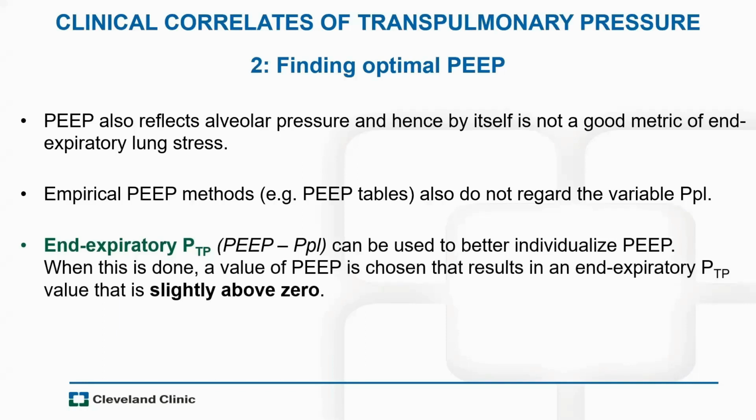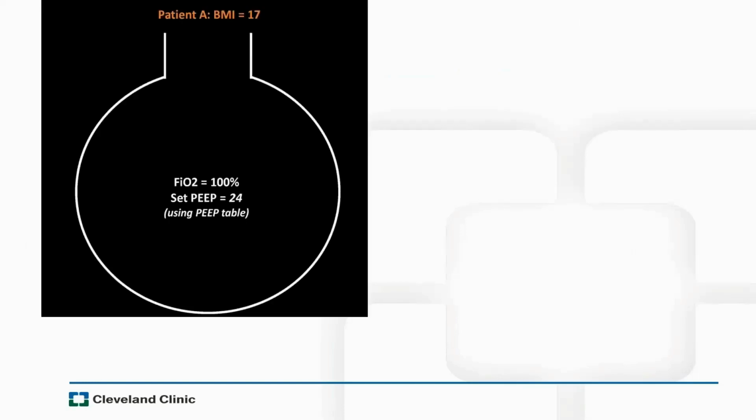So what you can do to make it more precise is, we talked about end inspiratory transpulmonary pressure, you can also do end expiratory transpulmonary pressure. Instead of just using PEEP as a marker of lung stress during expiration, you can subtract pleural pressure from PEEP and use this number to better individualize PEEP. Remember I said for end inspiration, the magic number is 20. For setting PEEP, you set PEEP so that the transpulmonary pressure at end expiration is a little bit above 0, say 0 to 5. So if your pleural pressure at expiration is 15, you set your PEEP slightly above 15, around 20 or so. This is how they do it in the trials.